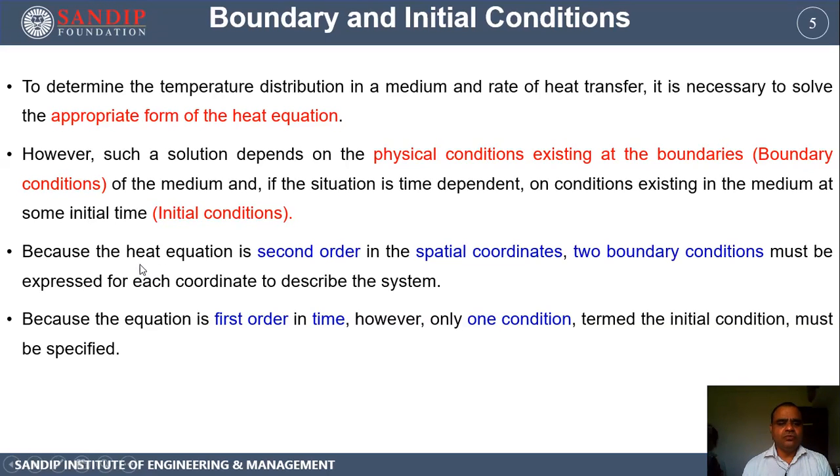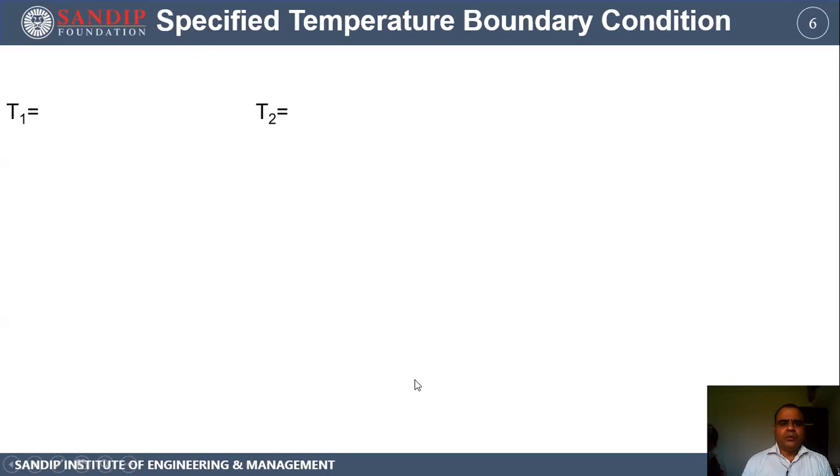It means if you want to solve this three-dimensional equation, we need a minimum of six boundary conditions and one initial condition for solving the problem, and that's why it is very complicated to solve analytically. Now we are going to talk about the boundary conditions.